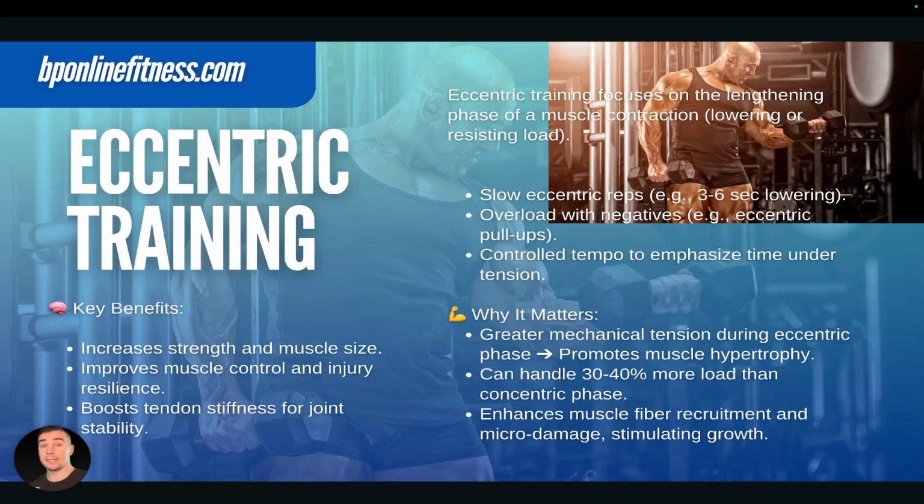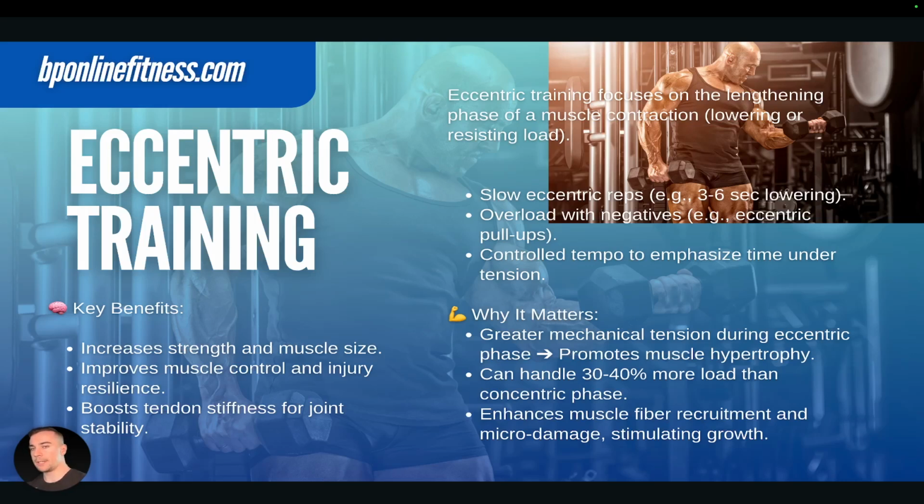So eccentric training, and this method here is actually a great idea to keep in mind, especially as you're getting to the later stages of weightlifting and your muscles are adapting more. Eccentric training is basically training that focuses on the lengthening phase of the muscle contraction. So this is the lowering phase, or basically the resisting the load phase. Again, this is where you're lowering that weight down, like if you're doing a curl. Eccentric training is having intentional focus on the lowering phase.